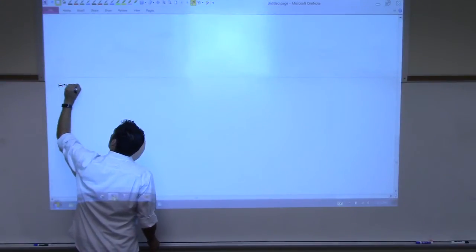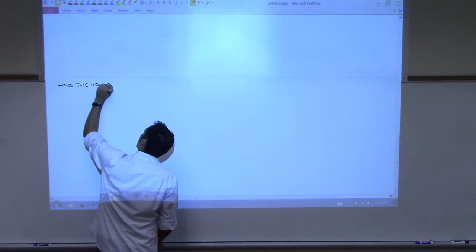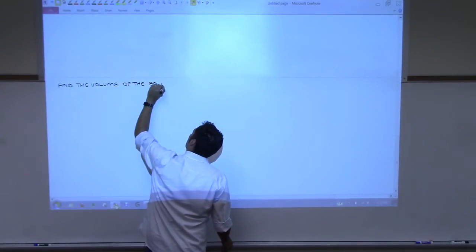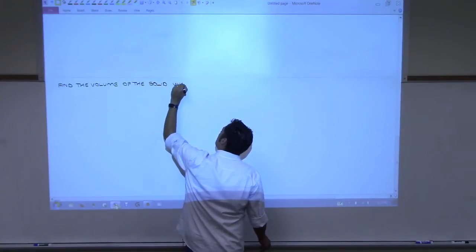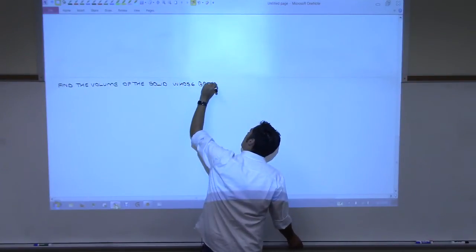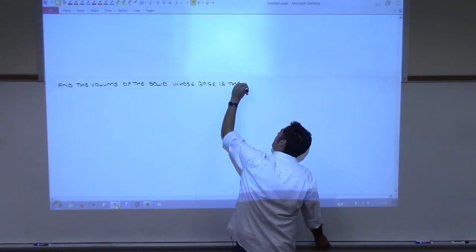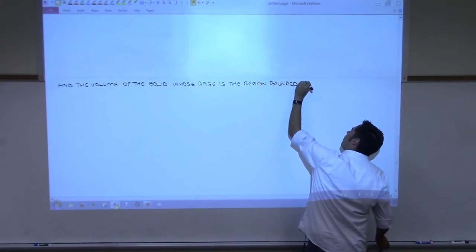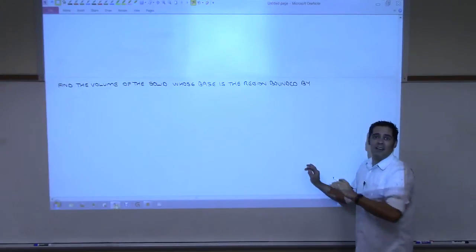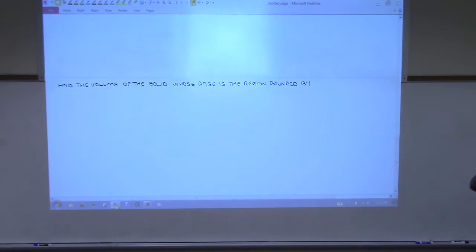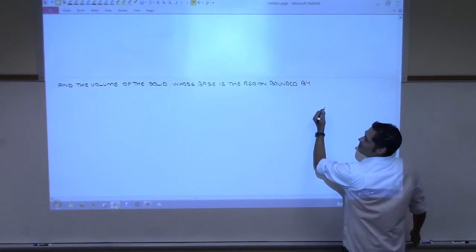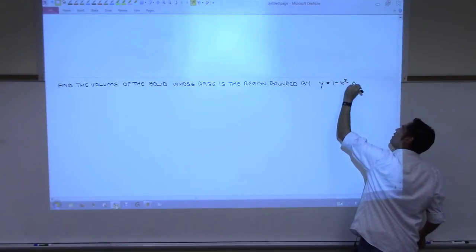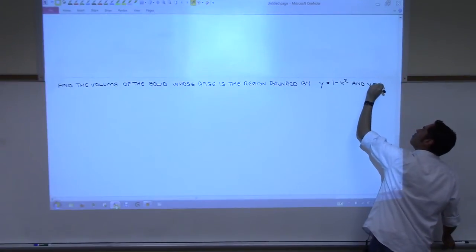Find the volume of the solid whose base is the region bounded by y equals 1 minus x squared and y equals x squared minus 1.